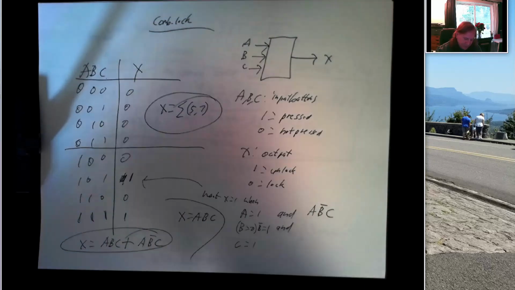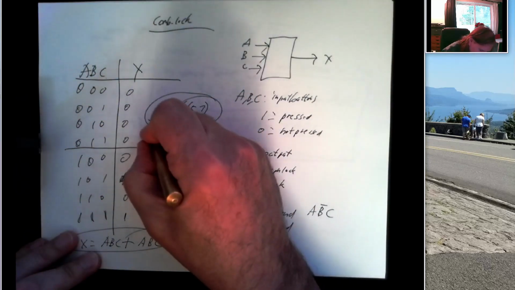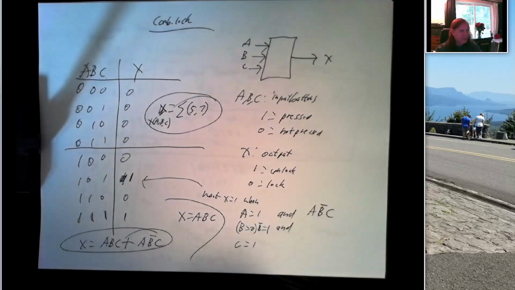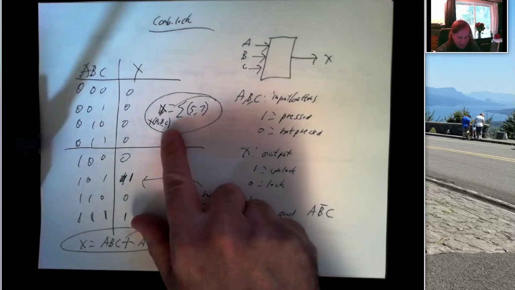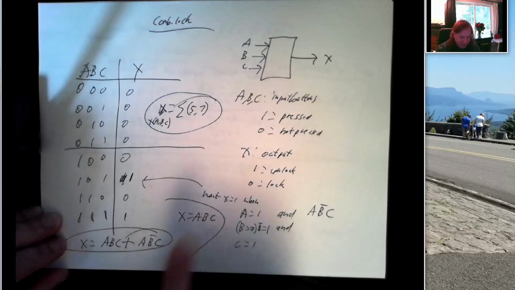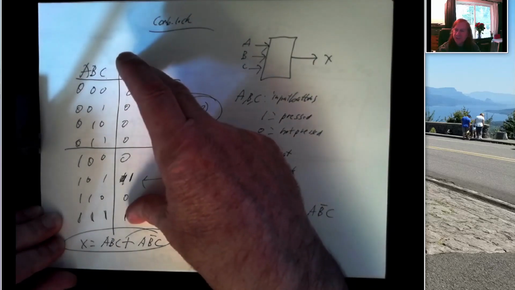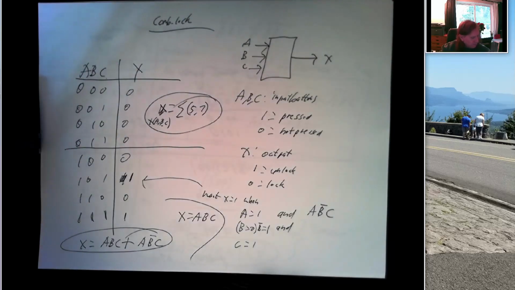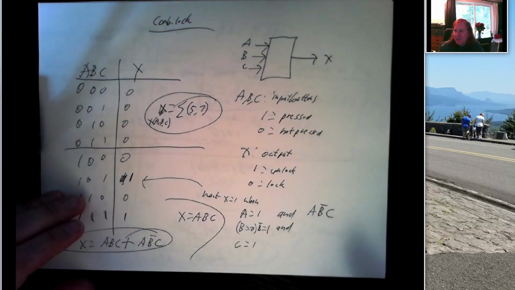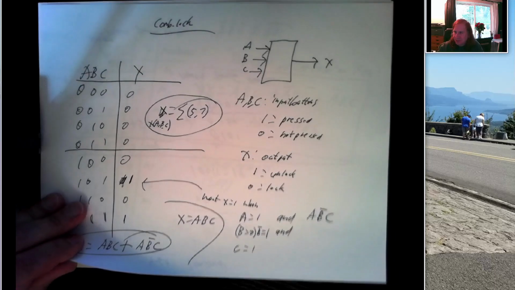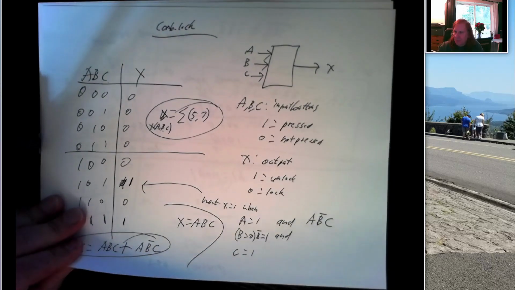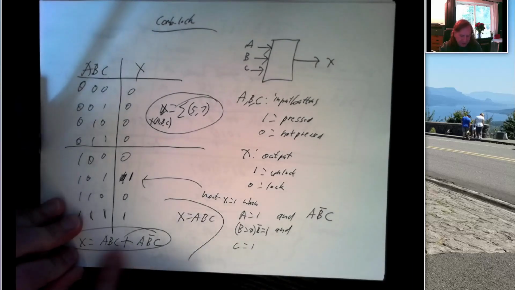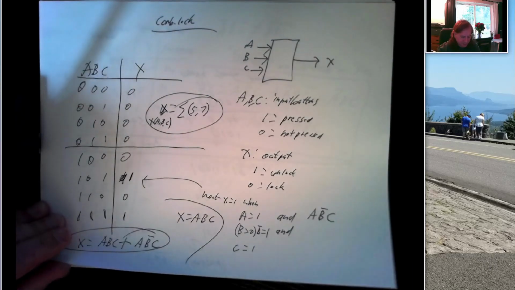But let me do what I said you had to do. Let me list the order of the input variables. So x parentheses ABC equals sum 5, 7. That captures all of this information. All right, so that's a sum of products, in terms of minterms and in terms of actually writing out the product terms.